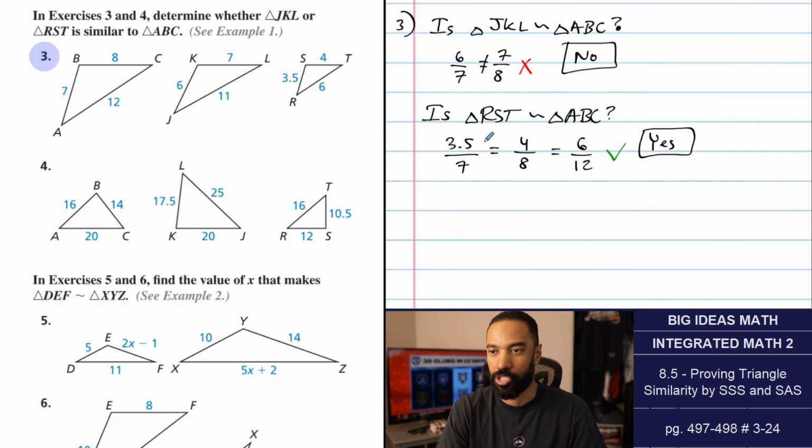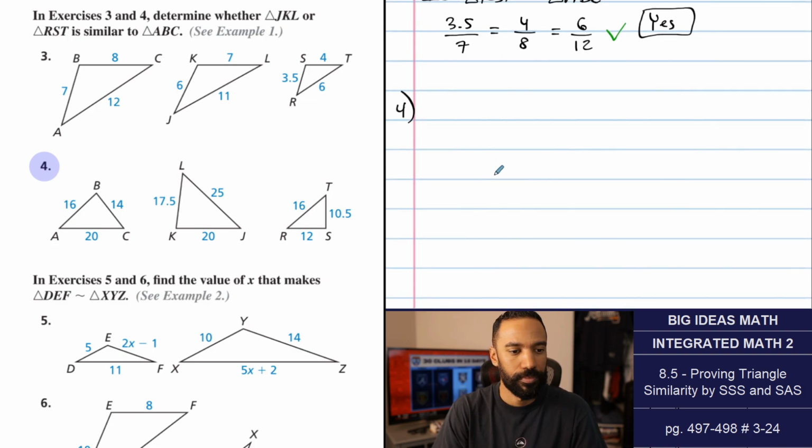They won't be, because JKL was not similar. It's like a transitive property thing. If ABC is similar to one and it was similar to the other, then those other two would be similar to each other. Not the case and not the test requested. Number 4. And by the way, if JKL was similar to RST, that's no guarantee that those are both similar to ABC. So that's why we test those in that way.